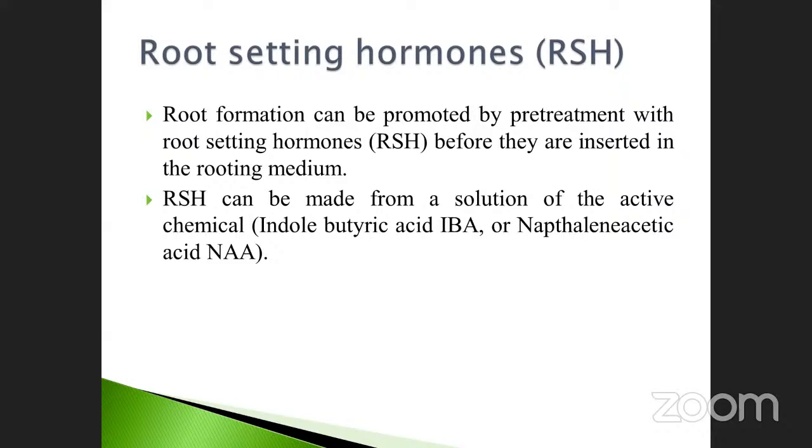Root formation can be promoted by pre-treatment with root setting hormones before they are inserted in the rooting medium. Some plants will not produce roots very easily. That time, they use root setting hormones. In commercial or laboratory work, they do it like this for 1 or 2 days.